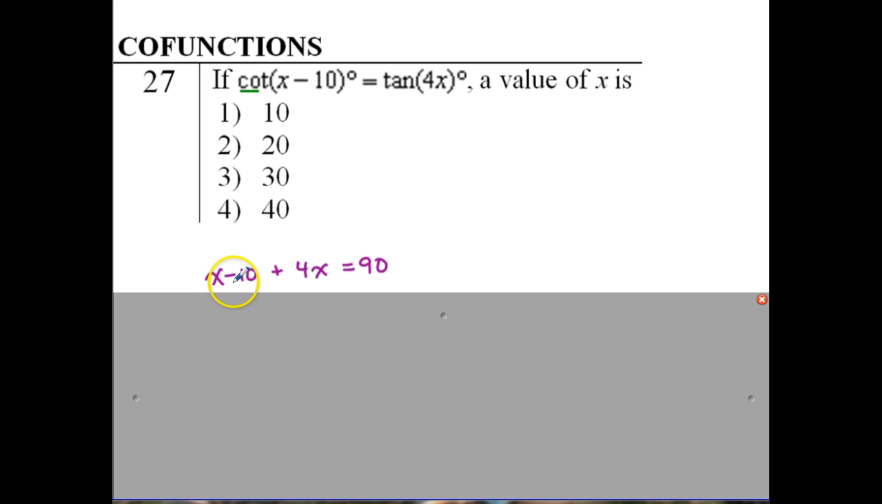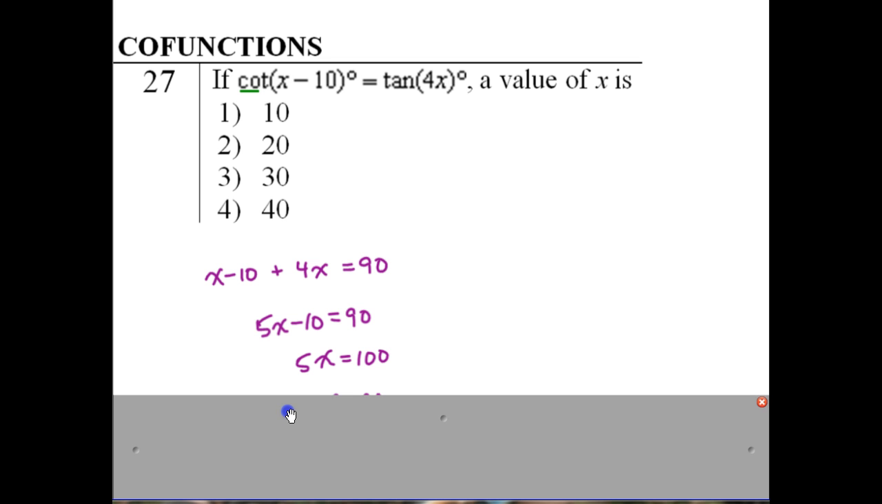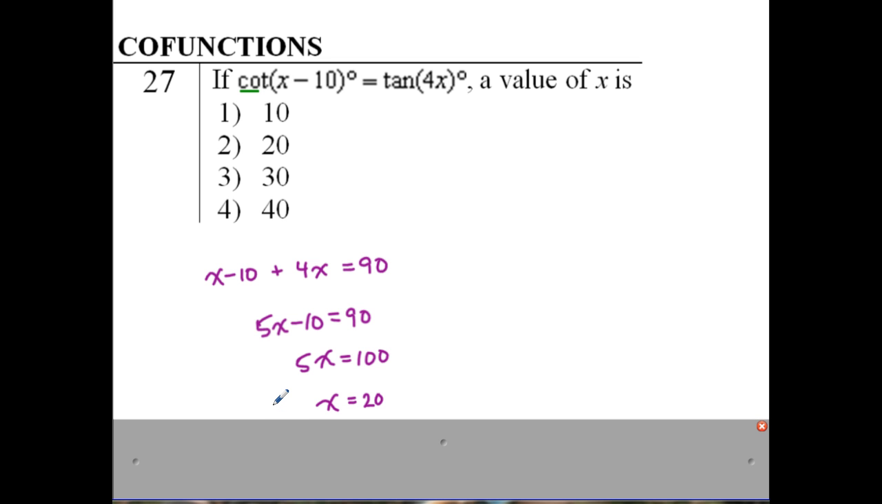It's an easy setup. Set the angles sum equal to 90. So it's not that the angles are equal. That's a common mistake. The angles add up to 90. Then it's an easy solve. 5x minus 10 is 90. 5x is 100. X is 20.